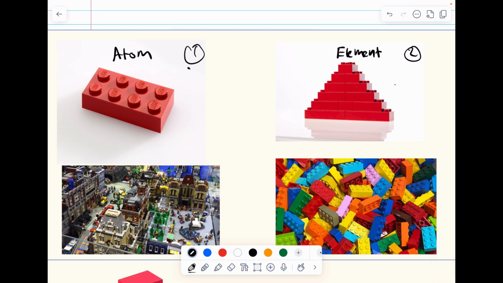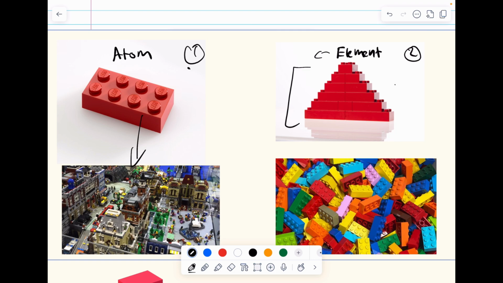Remember what we talked about? An atom is a block of Lego. It's the building block for everything. It's the smallest part of an element. It makes up everything around us, just like this Lego block makes up this whole city. And an element is a substance made up of one type of atom, just like this red pyramid is made up of one type of Lego color.